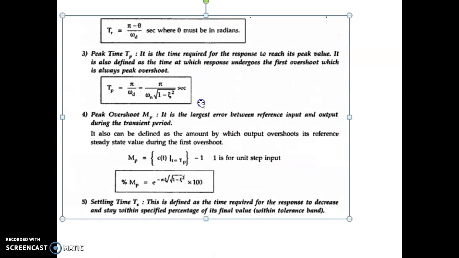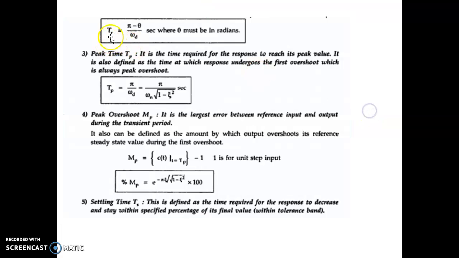This rise time is given by an equation, where Tr represents the rise time. Tr equal to pi minus theta divided by omega d, where omega d is the damped frequency in radians per second, theta is the angle in radians, and pi is the constant.